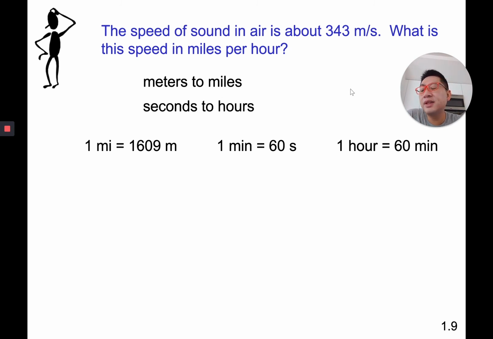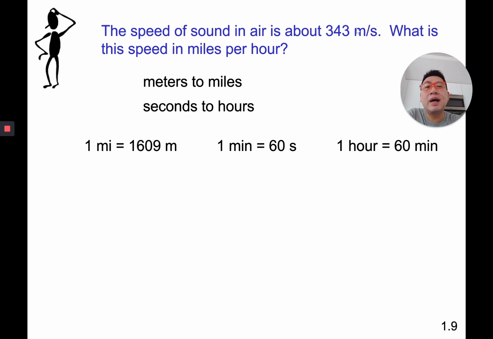On some of the worksheet assignments eventually, you will see that the conversion factors will be given to you, like how many meters are in a mile, those kinds of things. But this 60 seconds in a minute, 60 minutes in an hour, you probably already knew anyway.